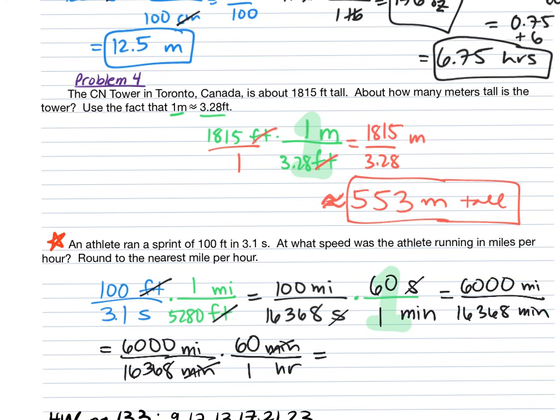Multiply across: 6,000 times 60 is 360,000 miles in 16,368 hours. And let's actually just divide those now. 360,000 divided by 16,368, and we get about 22. So 22 miles per hour. And does that make sense? Sure. Okay. So that's my answer.